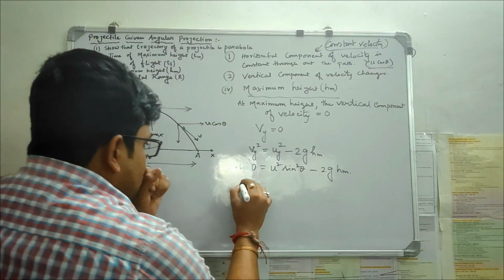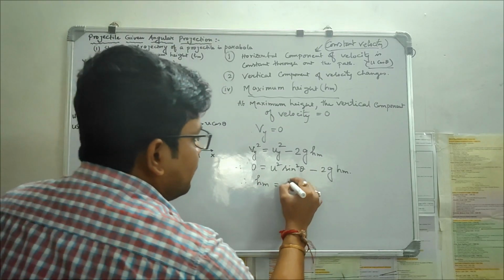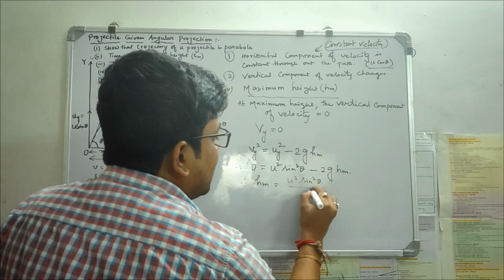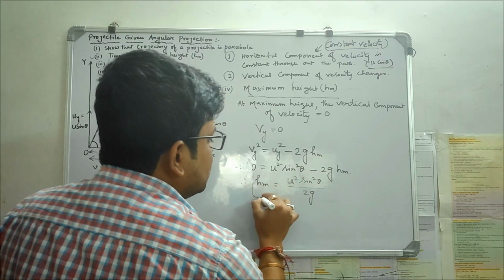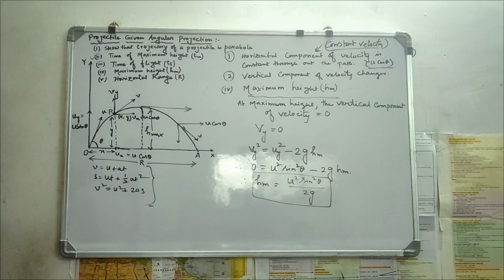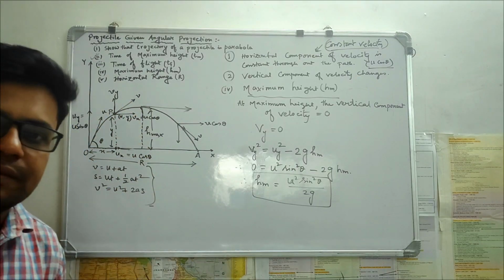Okay. From here hm, or the maximum height, equals to u square sin square theta by 2g. This is the formula. Okay, u square sin square theta by 2g, this is the formula to calculate the maximum height.